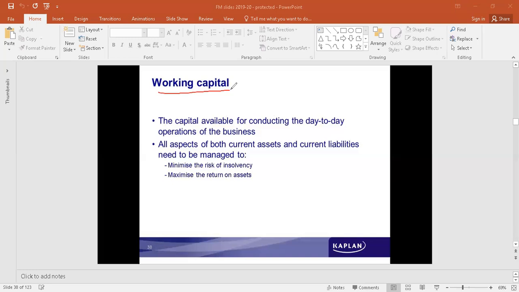In an equation form also it's given. In equation form, what is working capital? So working capital is equal to the difference between current assets and current liabilities. How do we define what are current assets? How do we define what are current liabilities? That we need to now understand. All aspects of both current assets and current liabilities are to be managed for what? Let's see. But first let's understand the meaning of current assets and current liabilities.